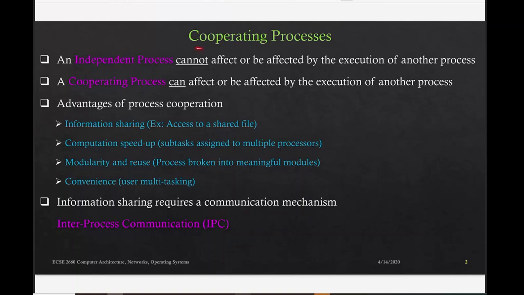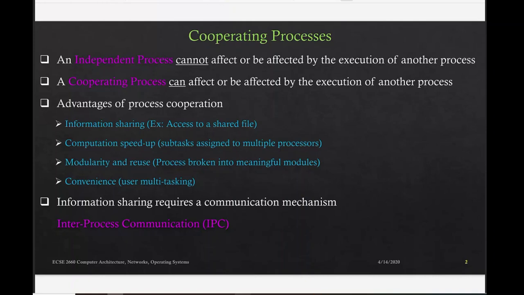So what is a cooperating process? Well, what is the opposite of cooperating? The counterpart of a cooperating process is an independent process. An independent process is one which cannot affect or be affected by the execution of another process. So suppose you have process 1 and process 2. If each of those processes cannot affect change in the other, or be affected by the other, then those are going to be classified as independent processes. And in this case, communication is not necessary because they are not affecting any change in the other process.